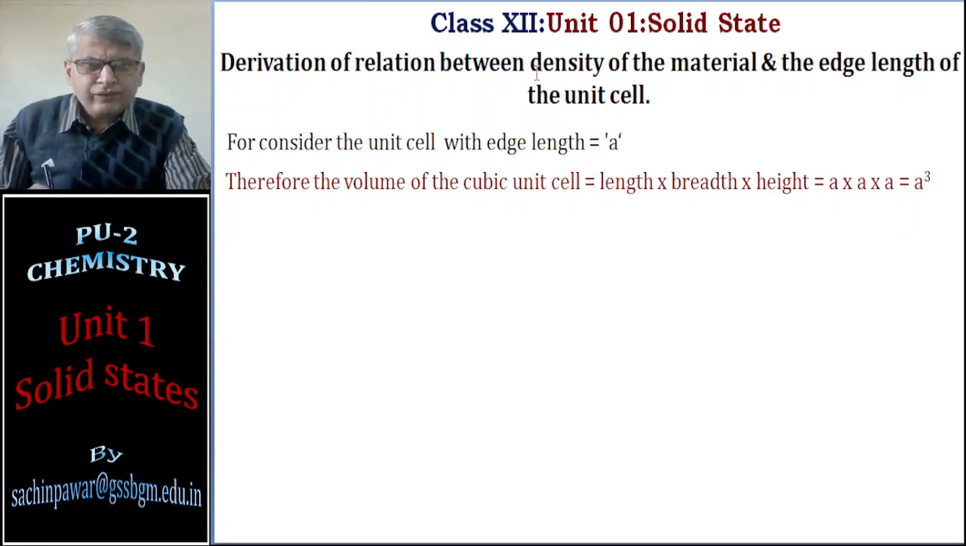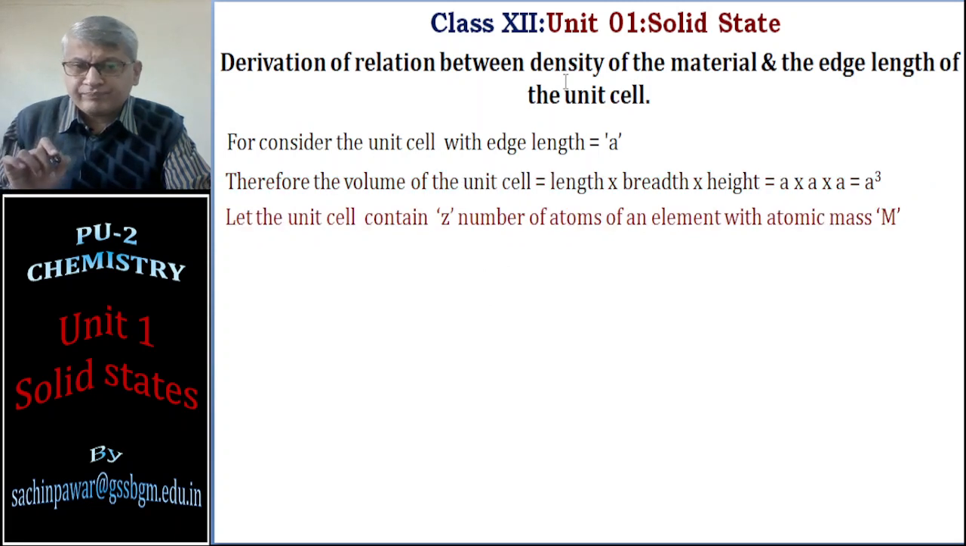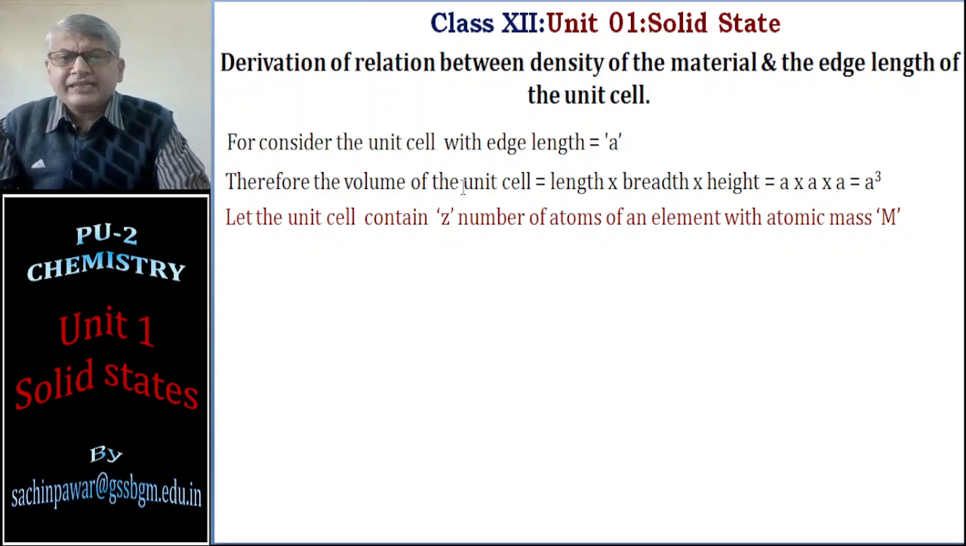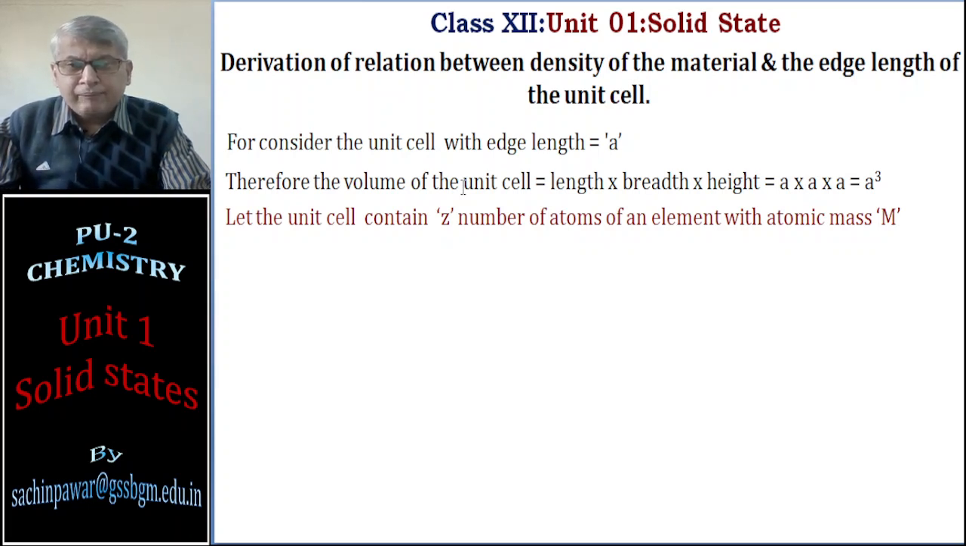Why do we want volume? Because we want density, and density is mass upon volume. Density is equal to mass upon volume. Therefore, let us consider that we have Z number of atoms in an element with atomic mass as capital M. Why we require this, I will tell you in a moment. So these are our preliminary observations. We will consider A as the unit length, A cube as the volume of the unit cell, small z as the number of particles per unit cell, and the atomic mass we will assume as capital M.